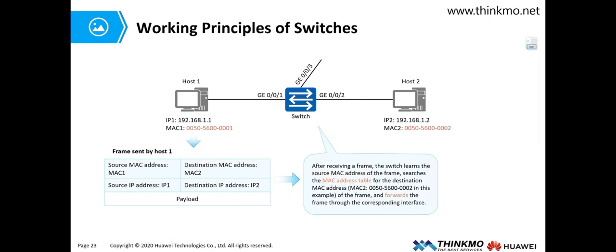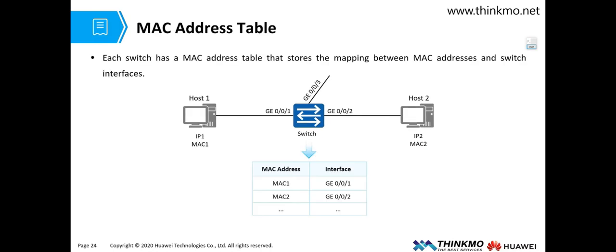Each switch will maintain its own MAC address table to store the relationship between MAC addresses and switch interfaces. For example, in this case, I would record that interface number 1 corresponds to MAC 1, and interface number 2 corresponds to MAC 2, all stored in my table.